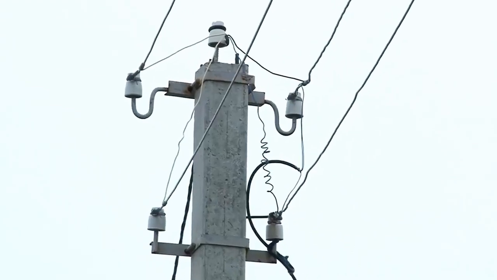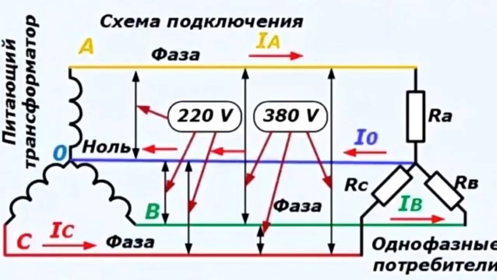A low-voltage power line has 4 wires, but for other purposes, to be able to obtain both phase and line voltage. I'll make a separate video about phase and line voltage because the topic needs a more in-depth explanation.